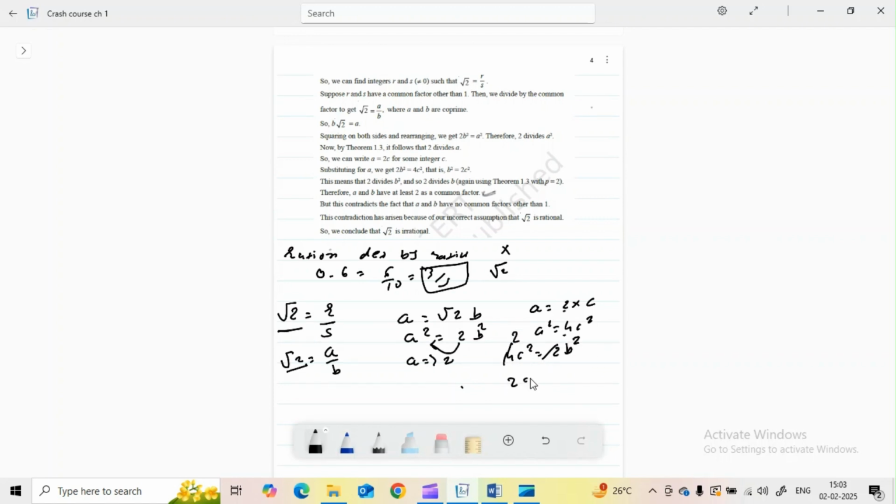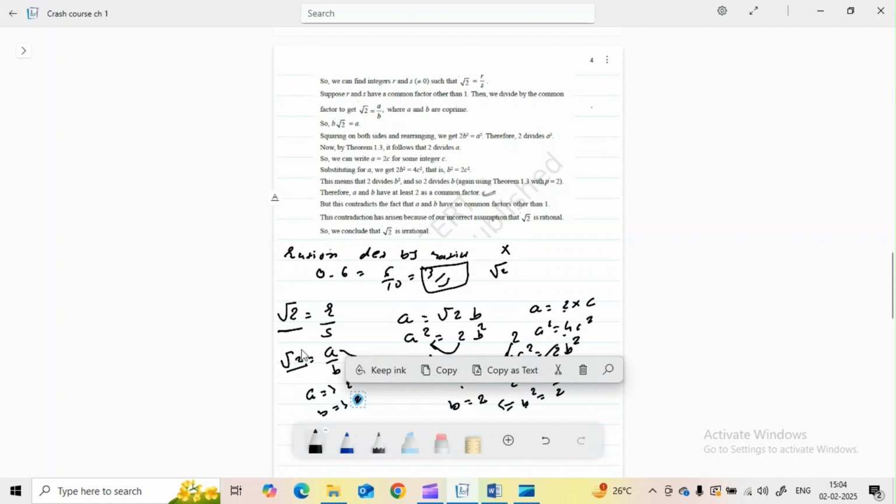Then 2c square is equal to b square, so b square has to be divisible by 2, which implies that b has to be divisible by 2, because if b square is divisible by 2, then b has to be divisible by 2 based on the previous theorem. If a is divisible by 2 and b is divisible by 2, then a and b are not co-prime as they have a common factor. So this condition fails, and we can say that under root 2 is not a rational number, it is an irrational number.